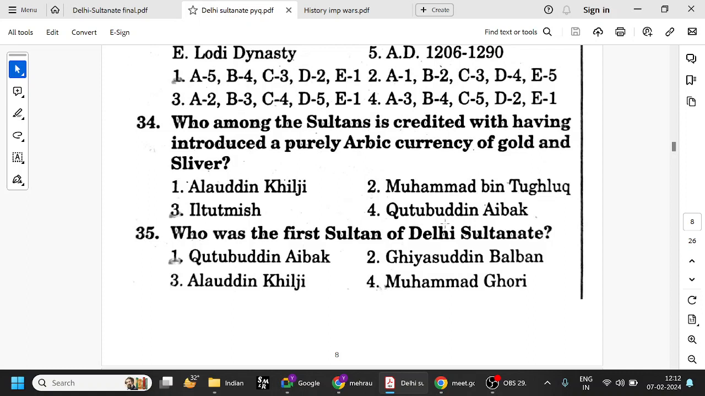Qutbuddin Aibak, we have seen, is the founder of the Slave dynasty. He is also called Lakhbaksh, and he started the construction of the Qutub Minar. He constructed the Quwwat ul Islam Mosque and Adhai Din Ka Jhonpra. That's all, a few of those things. Iltutmish, we have seen, is the son-in-law of Qutbuddin Aibak. He completed the Qutub Minar, and he introduced purely Arabic currency of gold and silver. Try to remember that.